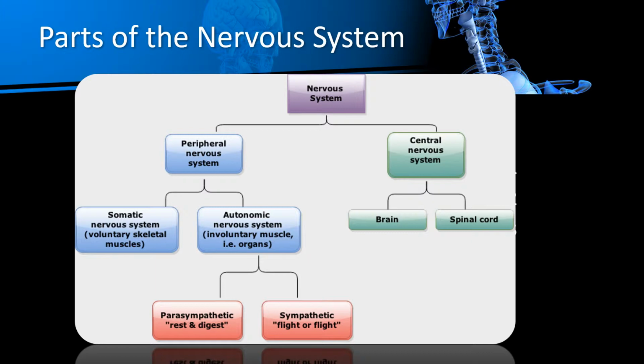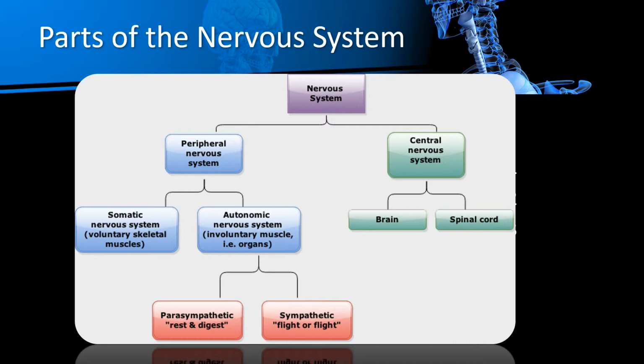The autonomic nervous system, as the name mentions, controls involuntary muscle movement, such as us breathing and us digesting food. That's involuntary. We do not control that. On the other hand, the somatic nervous system controls the movements that we control, which are voluntary skeletal movements. So kicking a ball, raising your hand, talking, all of these are movements that we control.